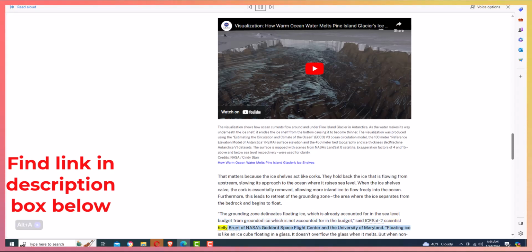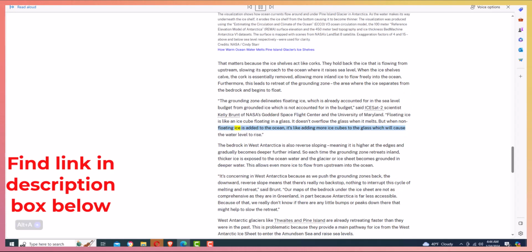Kelly Brunt of NASA's Goddard Space Flight Center and the University of Maryland. "Floating ice is like an ice cube floating in a glass. It doesn't overflow the glass when it melts. But when non-floating ice is added to the ocean, it's like adding more ice cubes to the glass, which will cause the water level to rise."